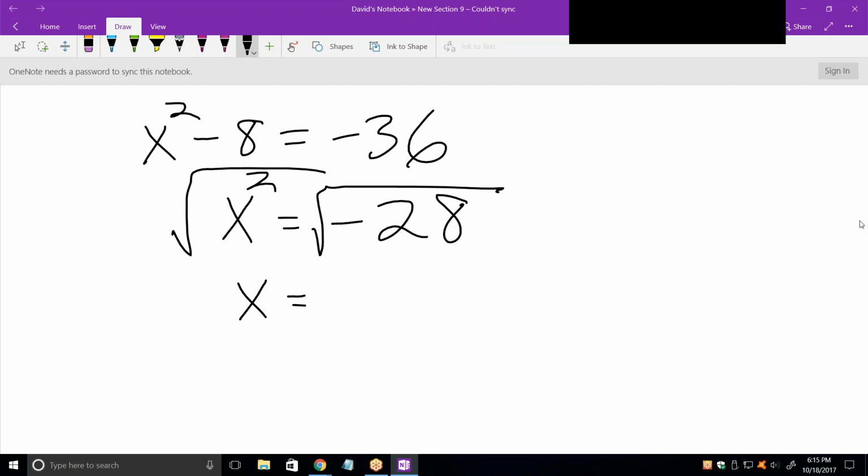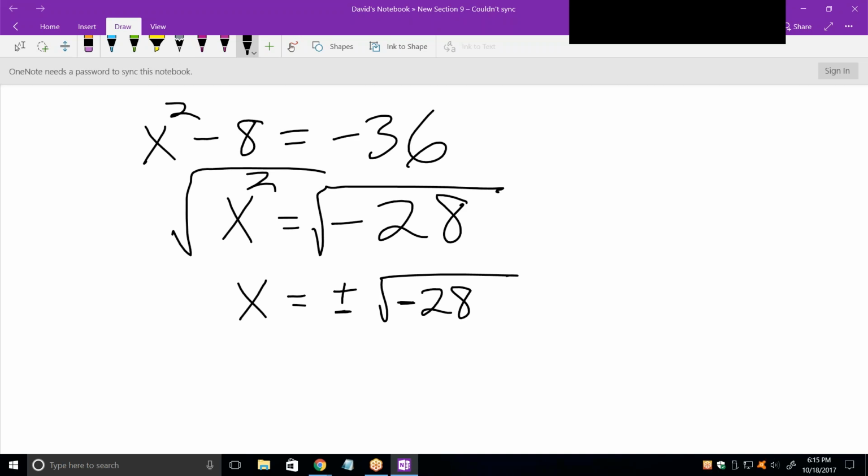That does basically split the x, but the reason I mention it is when you solve an equation by taking the square root of both sides, you have to begin your answer with the words plus and minus. So x is plus or minus the square root of negative 28. So that's the next line.